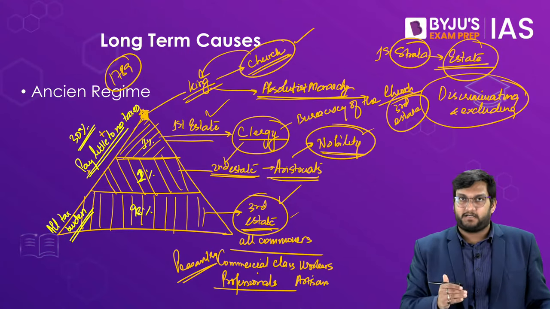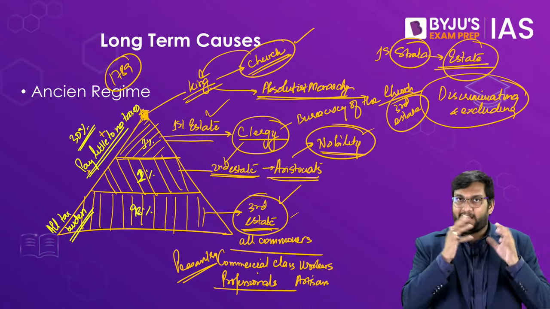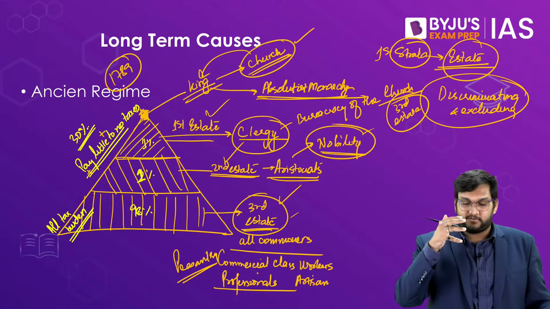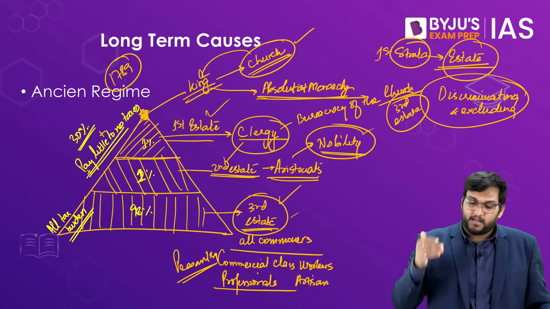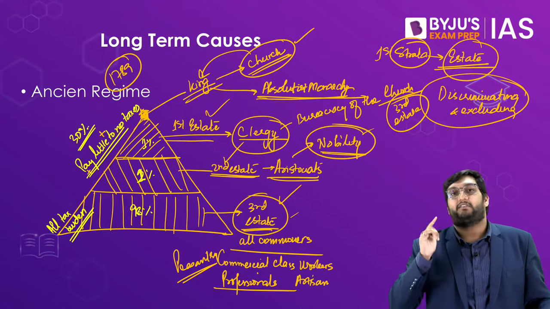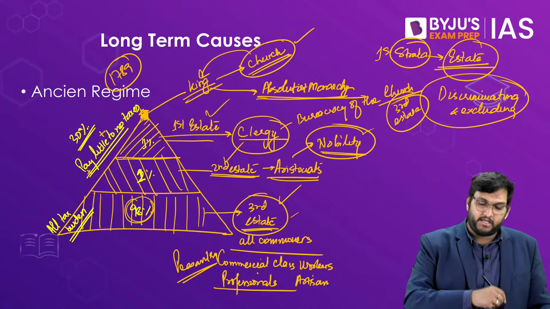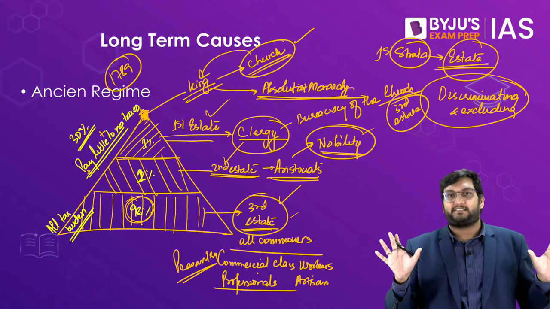First estate, second estate, third estate, 30% of all land is controlled. All the wealth is concentrated with the first and second estate. Third estate will give all the taxes. The fact is, all the burden is on the third estate. This is the estate system.